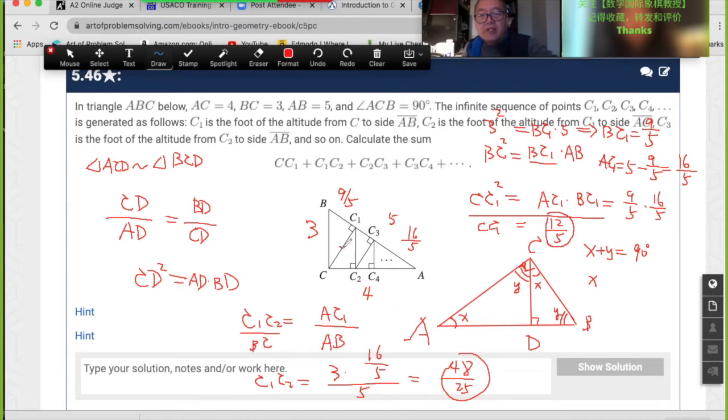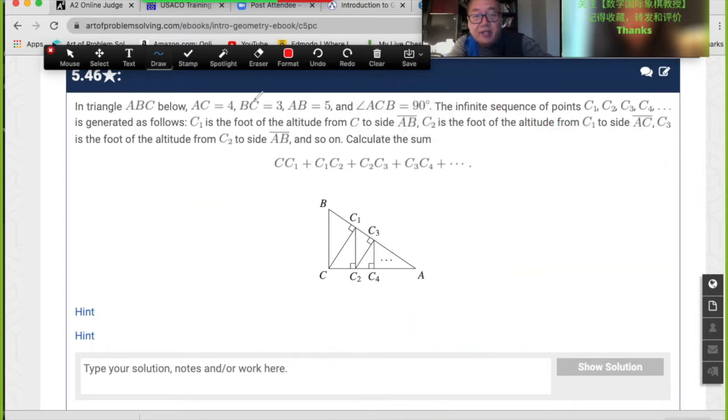We got this. Then we got this. Now we need to calculate this. So now let's see first, can we find any pattern here? Okay. I think if we continue to do it this way, we can get this answer. Now let's see how the book solves this problem.